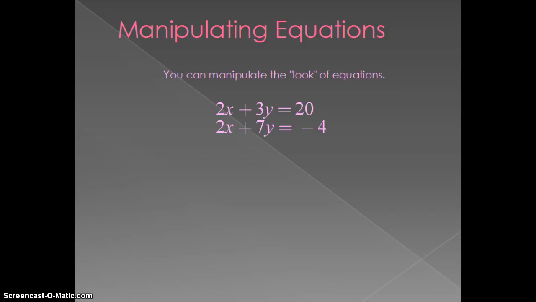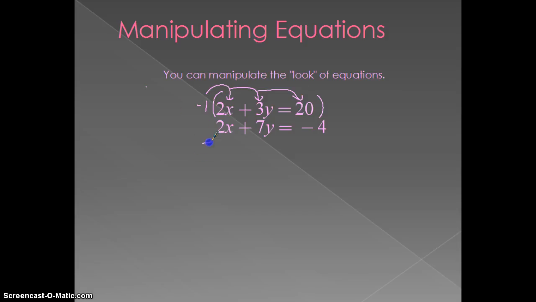I see 2x and 2x. I want to change one of them to a negative. Well, I can do that by multiplying by -1. And I'm going to choose the top one just because it's a little bit easier to work with. This -1 belongs to each term.